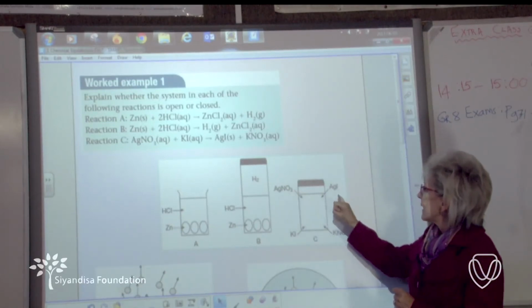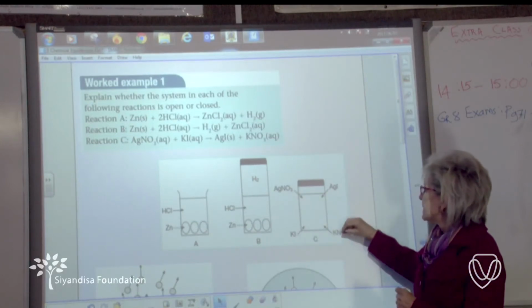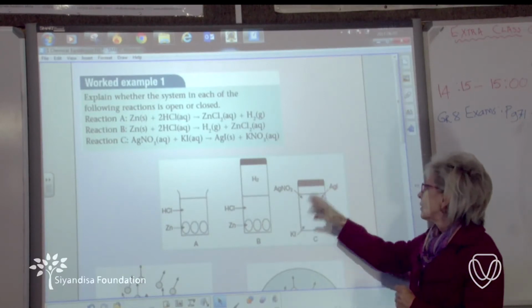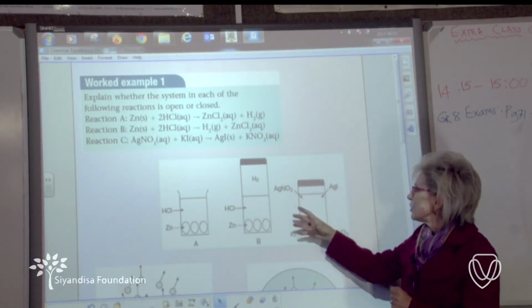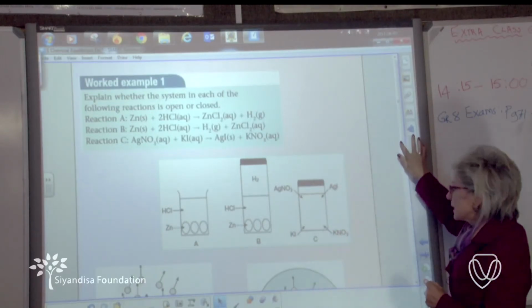And then here we've got 2 chemicals, silver nitrate and potassium iodide that have reacted. They've formed potassium nitrate and silver iodide. They're all in the same container. They're all either solids or solutions. They do not escape. This is also a closed system.